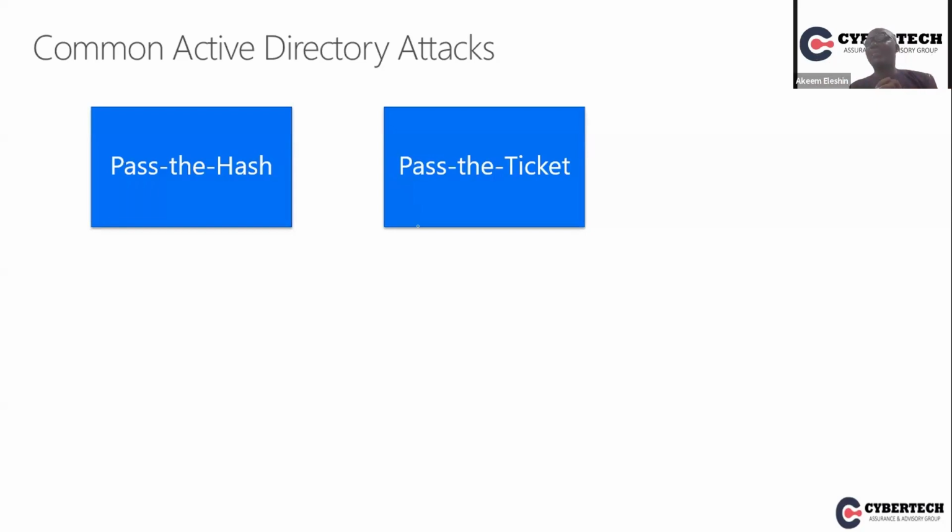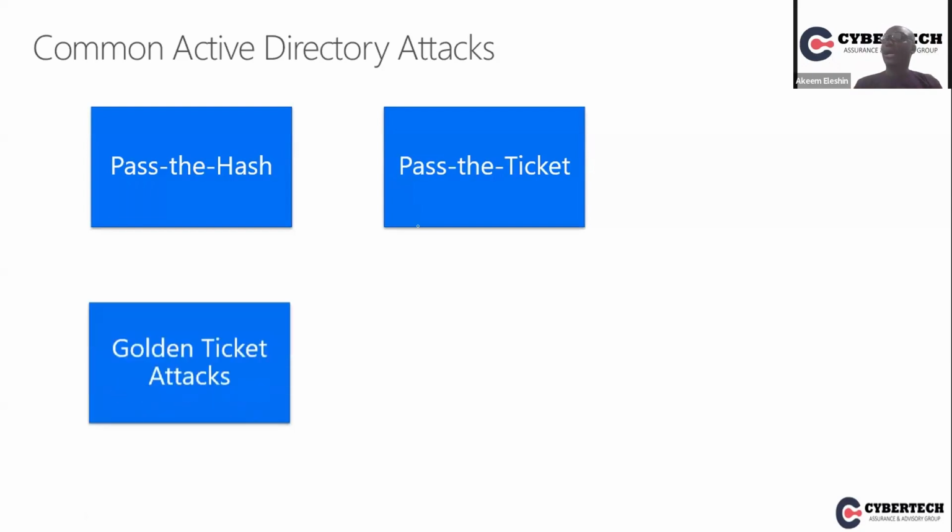Once they get those SAM hashes, there is another one called pass the ticket. Like I was talking about the Kerberos authentication protocol, what the attacker is after is using that Kerberos. They will steal the Kerberos ticket and they will use it to pass that thing.